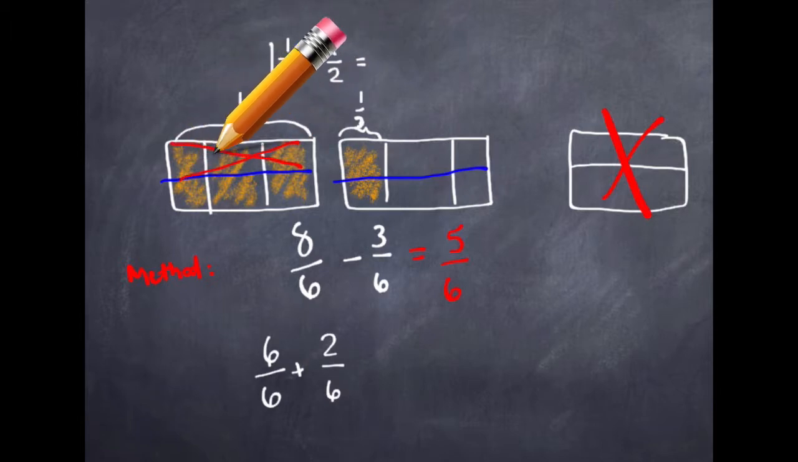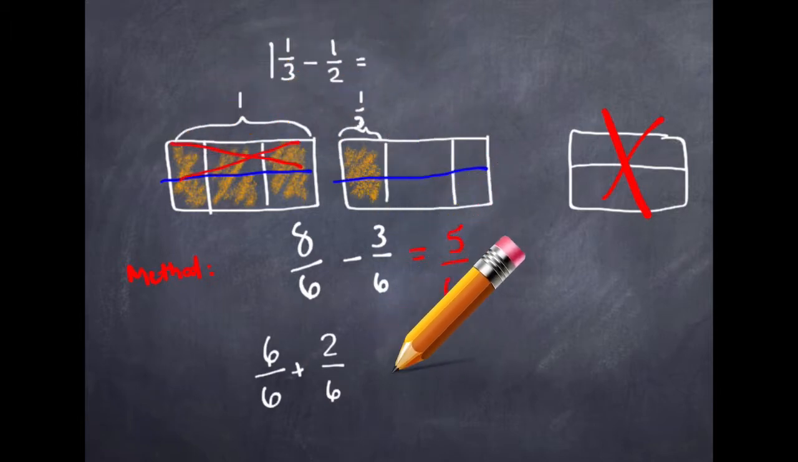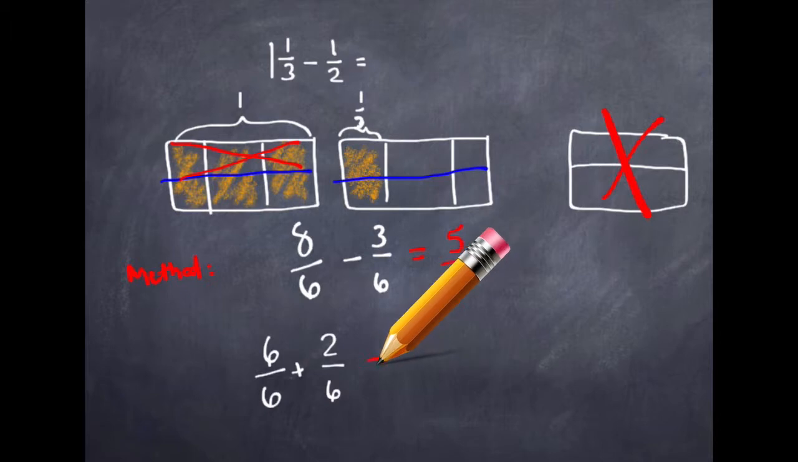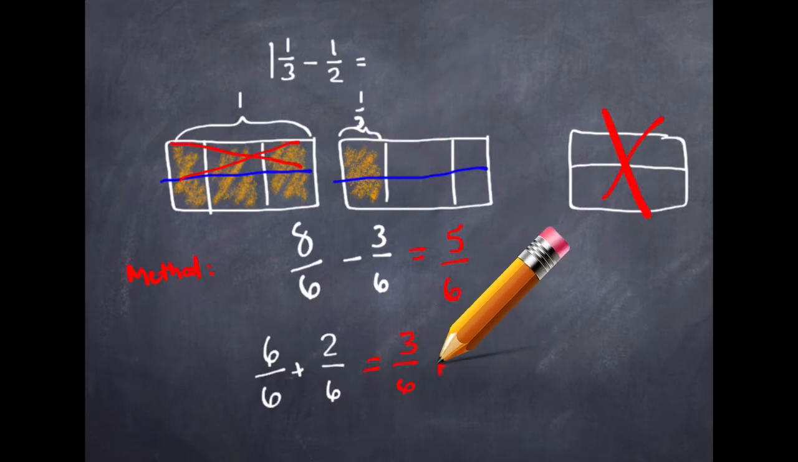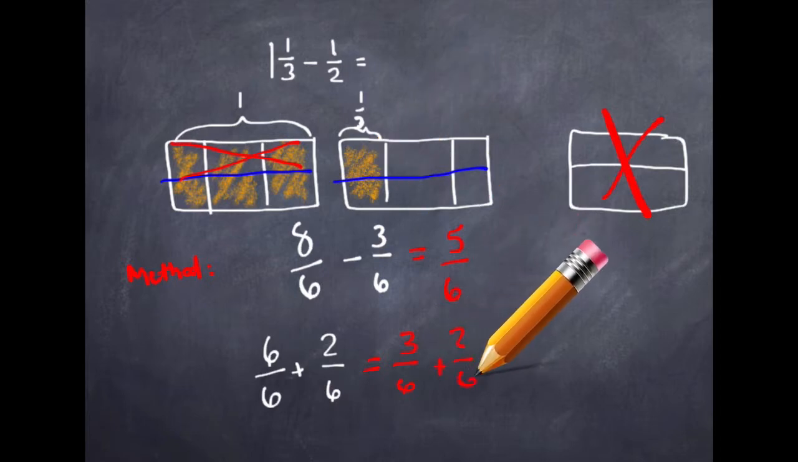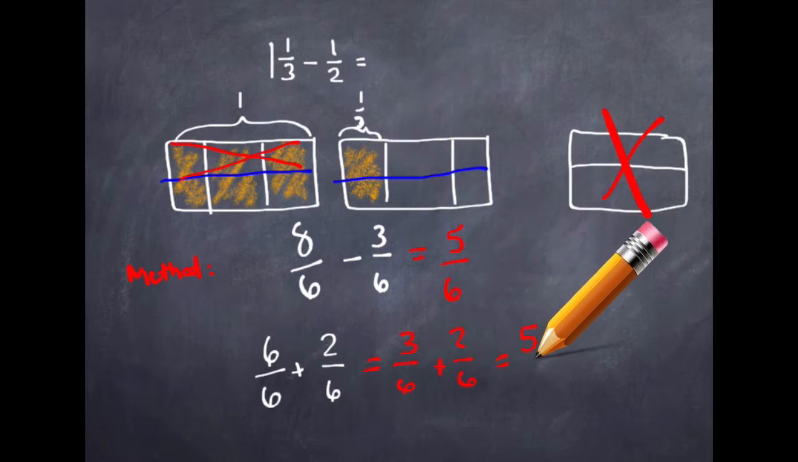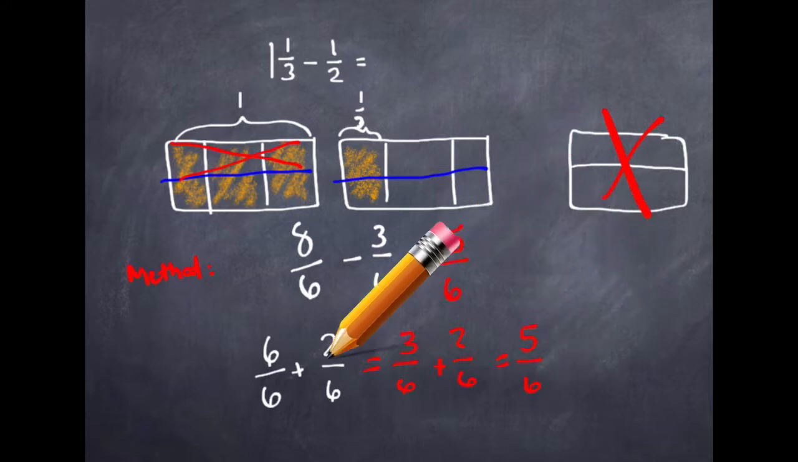There's 1/2 right here, which is the same as taking away 3 sixths. So I'm going to be left with 3 sixths over here, plus my 2 sixths over here, which is equal to 5 sixths, which is the same answer I got up here.